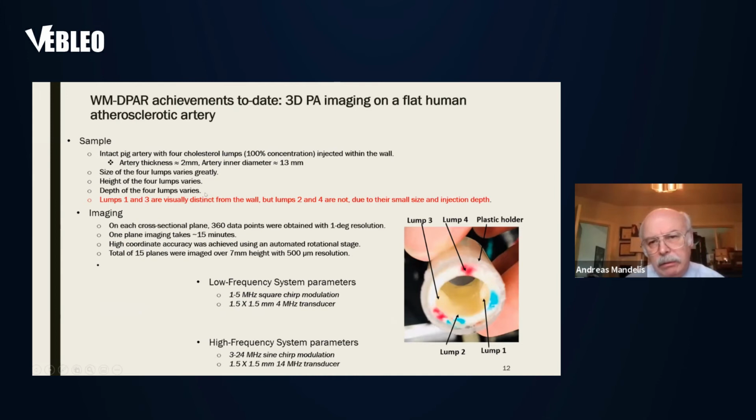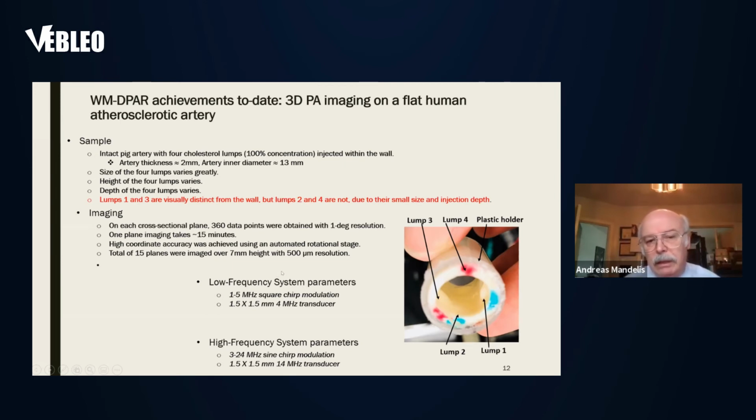Now, we're showing here that we tried this with two different kinds of samples. One of them is phantoms of an atherosclerotic artery. We used the pig artery with cholesterol lumps. There are 4 lumps, 1, 2, 3, 4. One of the things that we find is that lumps 1 and 3 are quite large and visually distinct from each other. We can see them right here, but then lumps 2 and 4 are not. So they're small and they are not visible, certainly. So we wanted to see what the extent of the sensitivity of this kind of sensing is going to be.